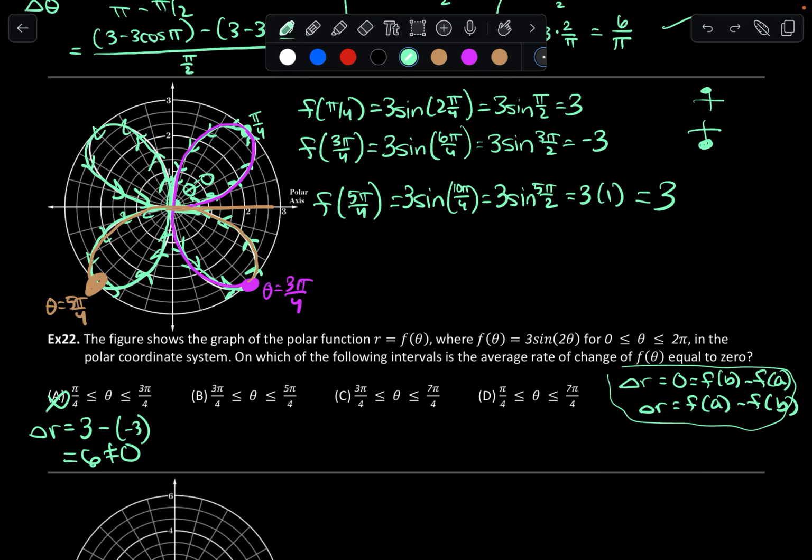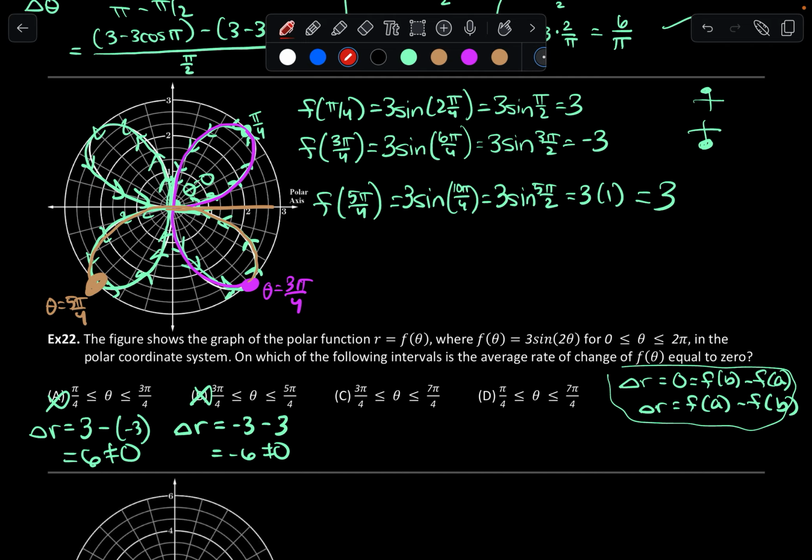So now I know that, let's check the change in the average rate of change. We want it to equal 0. F of 3 pi over 4 is negative 3. And then I'm going to subtract f of 5 pi over 4, which is positive 3. We get negative 6, which is not 0. Nope, not that one either.